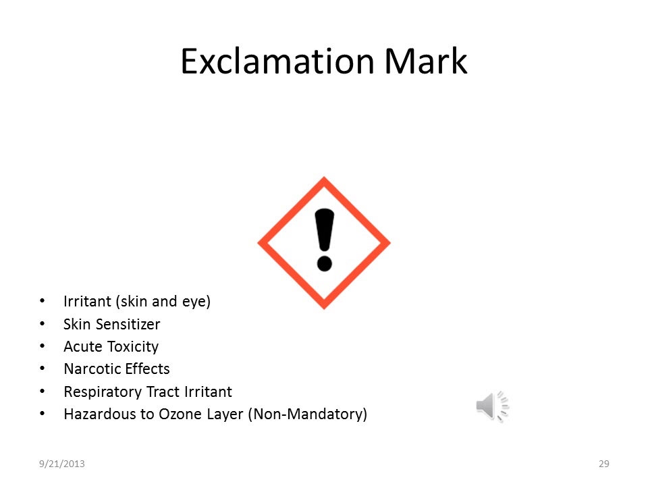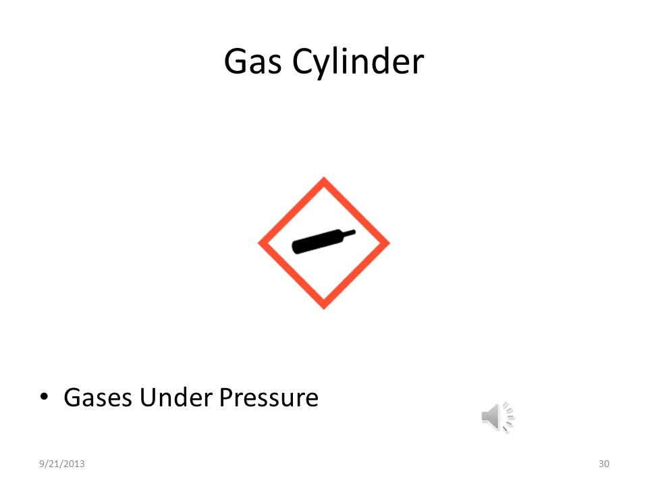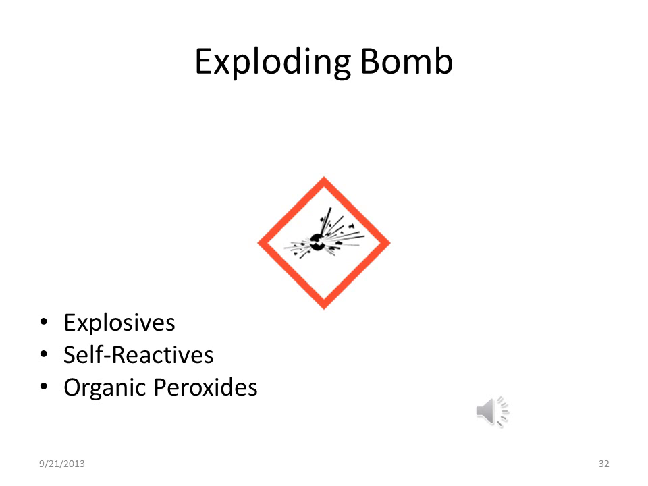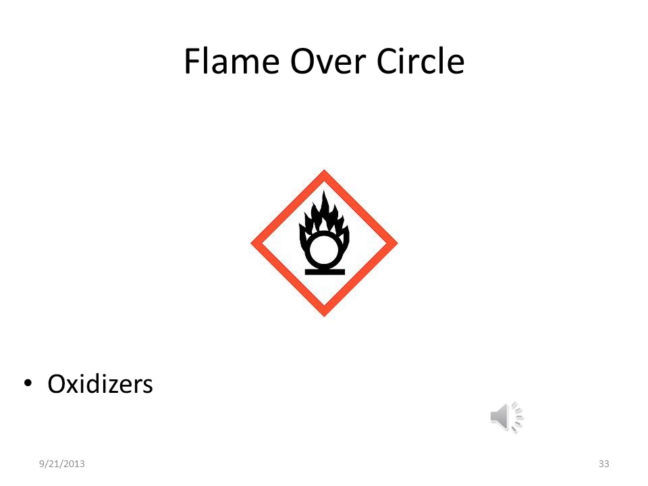Here is the exclamation mark. The pictogram for the gas cylinder to me looks like a bomb, but this is a gas cylinder, and of course you notice the gas is under pressure. This is a pictogram for corrosion. This is a pictogram for the exploding bomb. This is a pictogram for oxidizers.